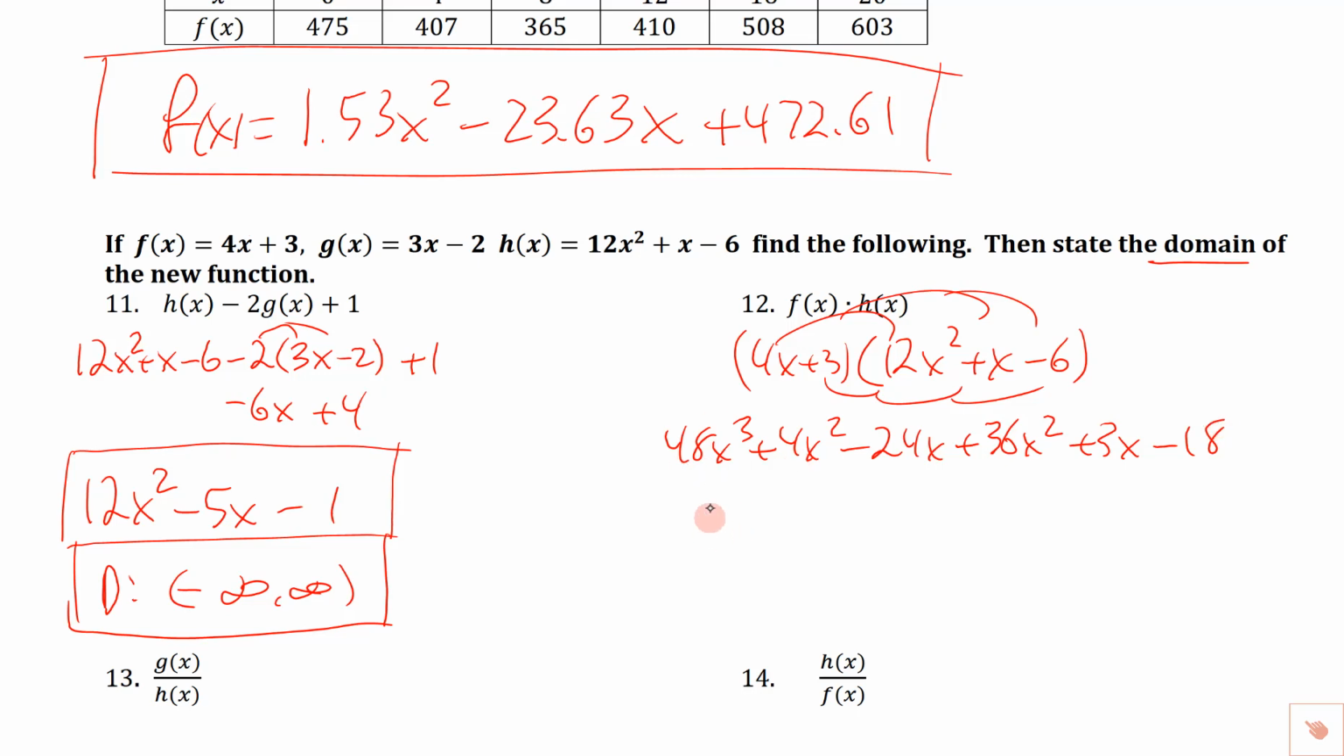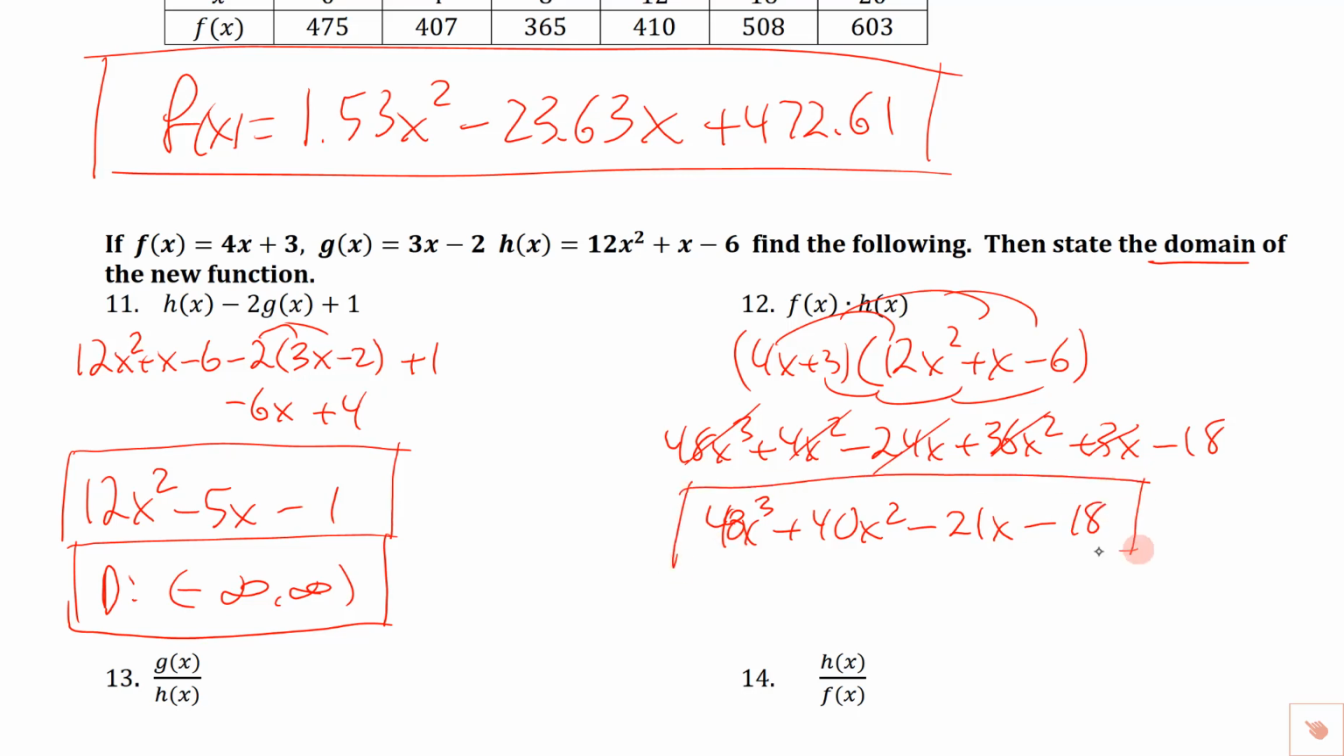So if we put these together, we've got a 48x cubed. Done with that one. The squared terms give me plus 40x squared. Done with those. The linear terms give me negative 21x. And then the only thing on the very end is a negative 18. So here's our new function.